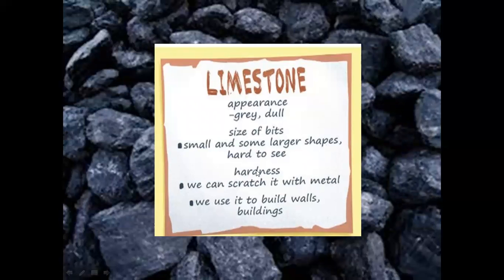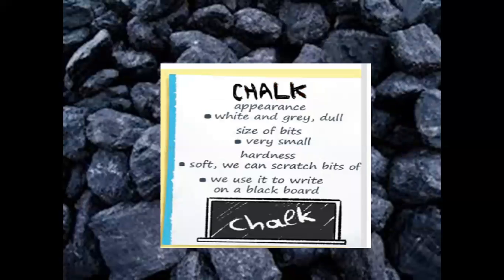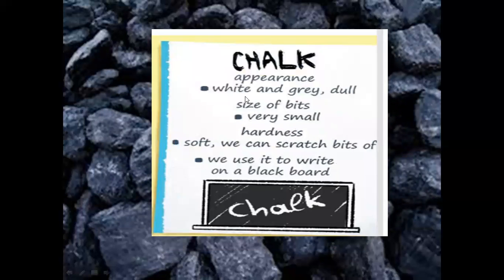Its hardness is we can scratch it with metal. We can use it to build walls, buildings. Then we have chalk. Chalks are white and gray, dull. They are small. They are not hard. They are soft. We can scratch a bit of it. We use it to write on blackboards. The soft chalks are used to write on the boards.